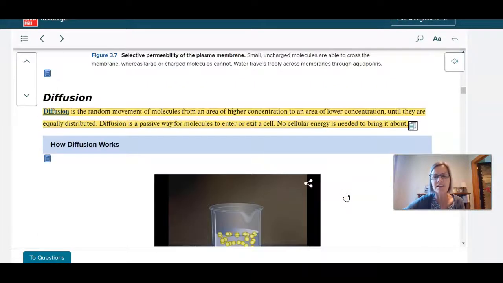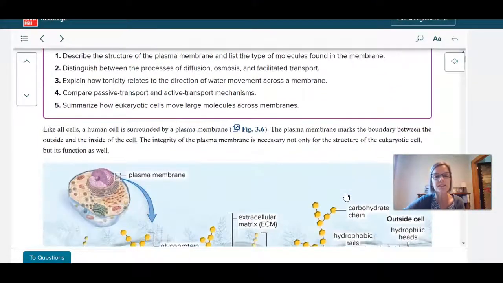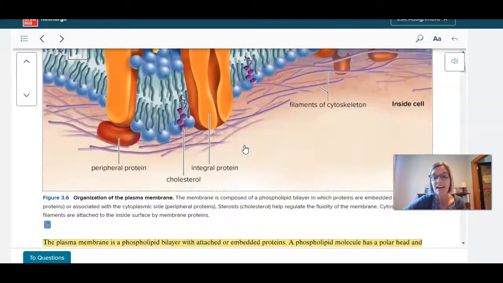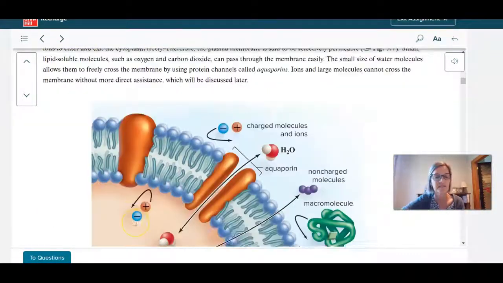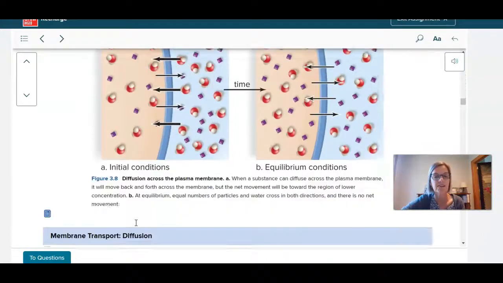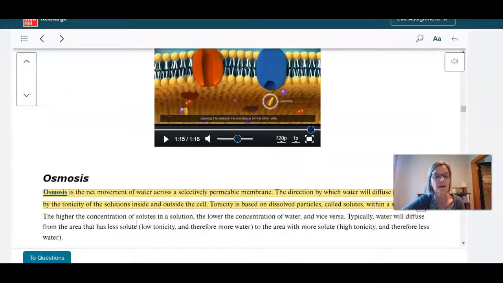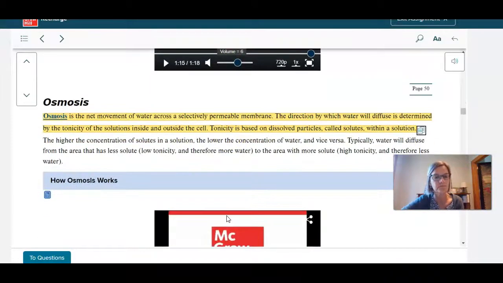I kind of neglected saying the overall function of the plasma membrane really is to just control what goes in and out of the cell. Without a plasma membrane, the inside and the outside of the cell would look identical. Okay. So the next thing I want to talk about is, here's another little video talking about diffusion you can watch. The second thing I wanted to talk about related to plasma membranes is osmosis.